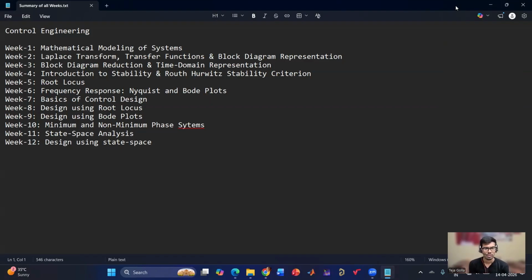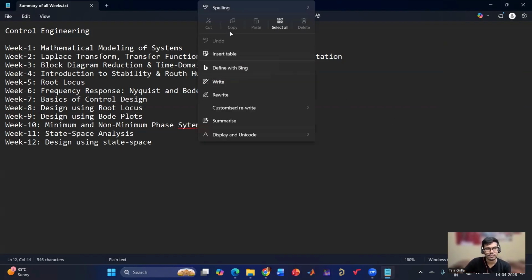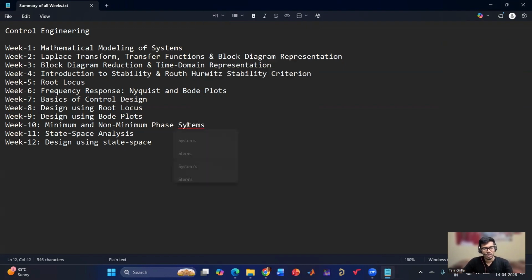Yes, sir. Okay. So basically, as you know, this course is of control engineering, and we have 12 weeks. I have listed down the titles of the weeks. In week one, we discussed the mathematical modeling of systems, the basic types of systems. In week two, we learned about Laplace transform, how to get the transfer function, as well as block diagram representation.